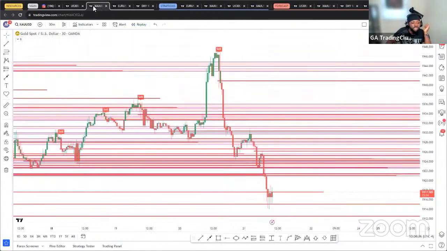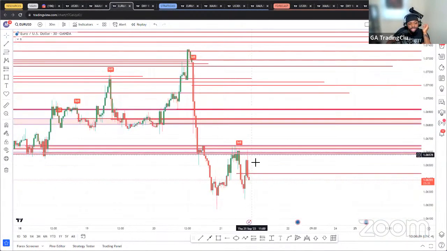So yeah, I don't see any entry on gold. I see a possible entry on EU, but given that for me, I go for 50 pips take profit on EU, I do not feel like selling EU down there.